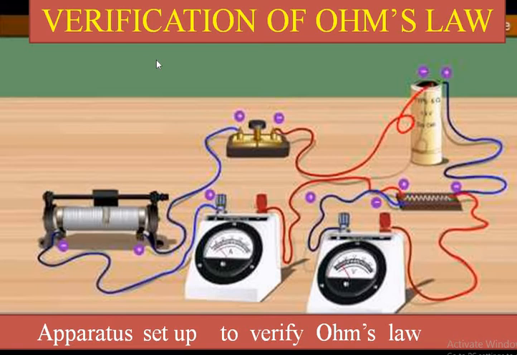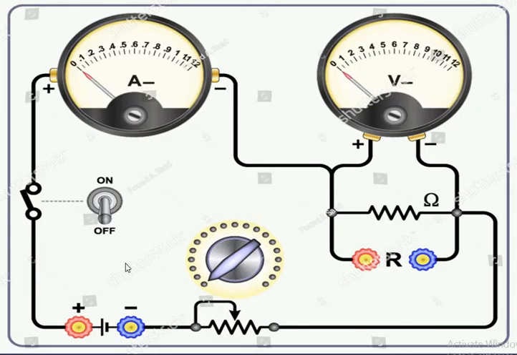Now, verification of Ohm's law. So, to verify Ohm's law, we need one ammeter, voltmeter, a resistance, few cells, wires, and a rheostat to provide the variable resistance. Here you can see how this connection is done.